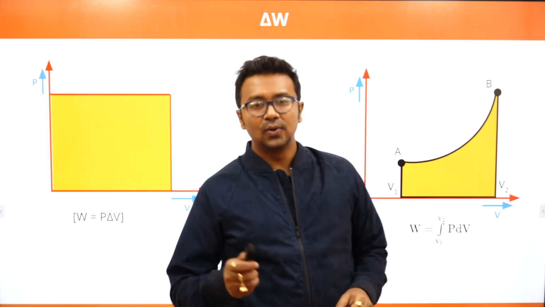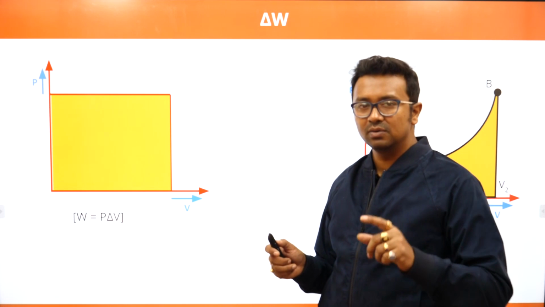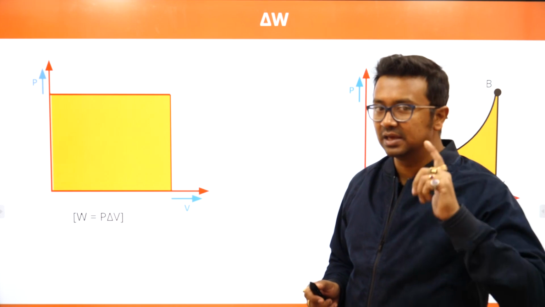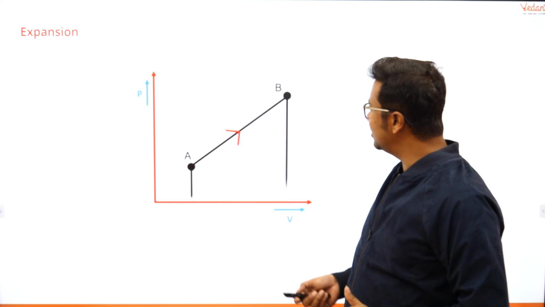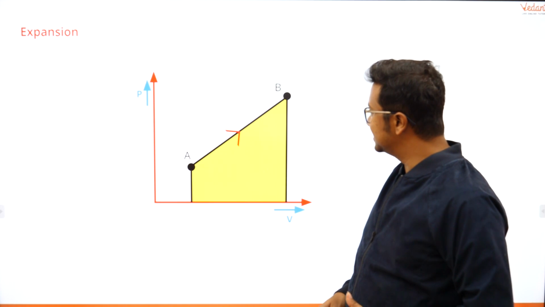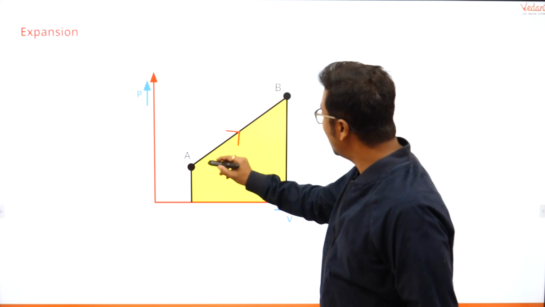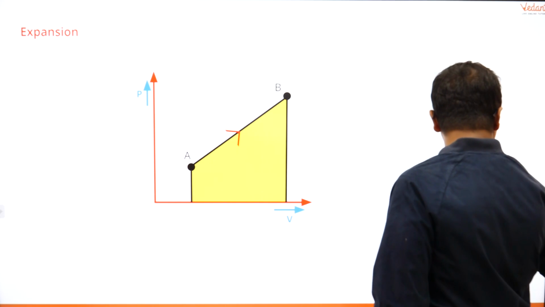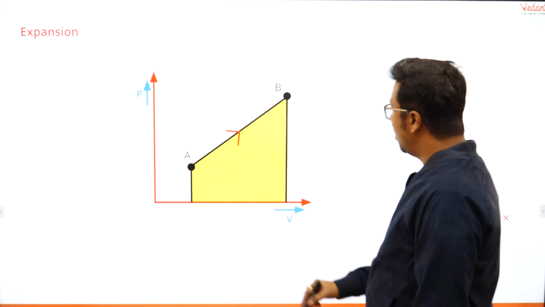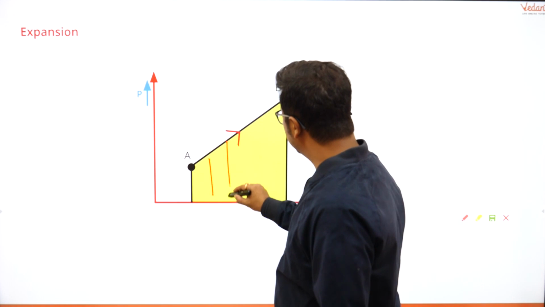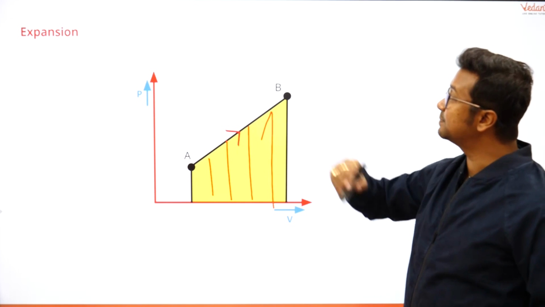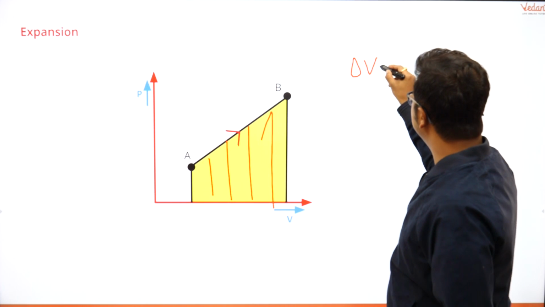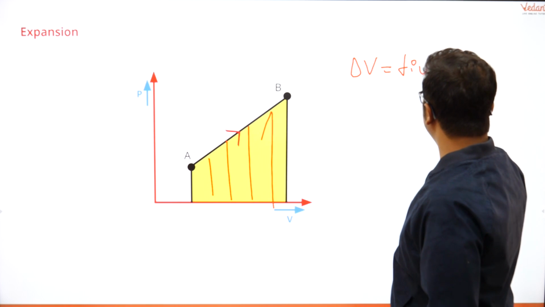Clear? So given this, we know now that work done is the area under the curve, right? So in case your expansion is taking place from point A to point B, then all this area that we take here is going to be positive. Why? Because expansion is taking place, delta V is positive, my dear students.